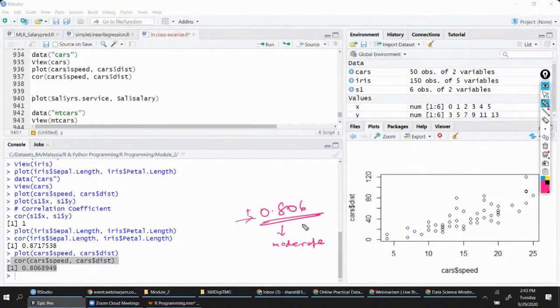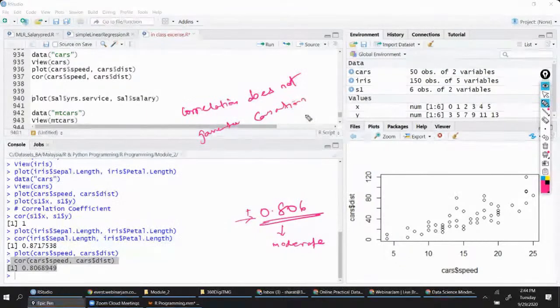So this is how we measure the correlation. The scatter diagram is only a visual representation, whereas the correlation coefficient is a mathematical calculation which measures the correlation. But always remember, correlation does not guarantee causation. Correlation does not guarantee causation. What does this mean?